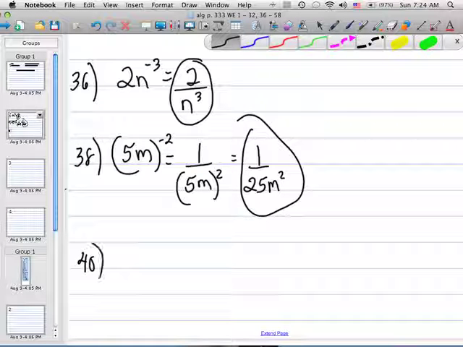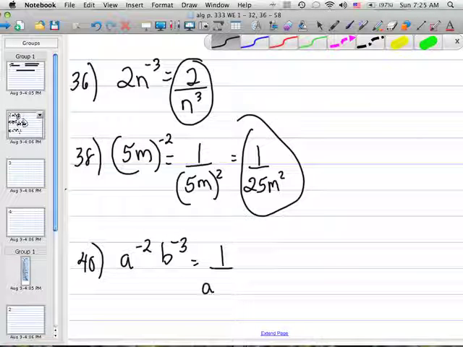All right, number 40. We have a to the negative 2 and b to the negative 3. So that's going to equal 1 over a squared b cubed. Moving these down to the bottom, flipping them out. And that's my answer, 1 over a squared b cubed.